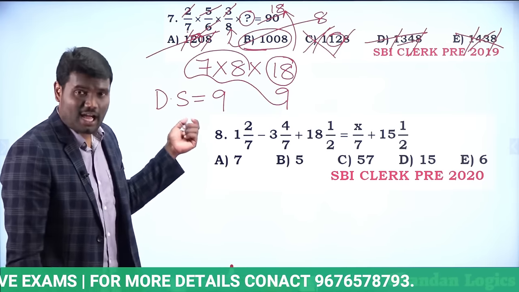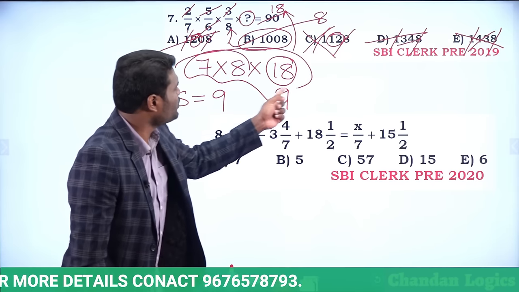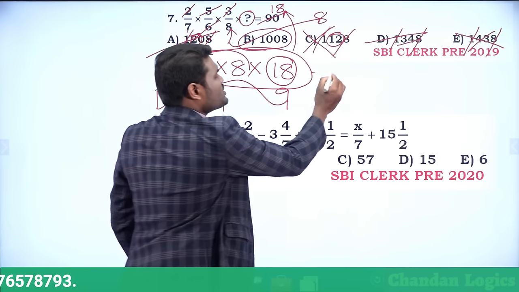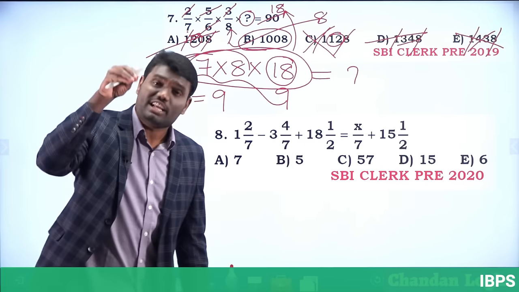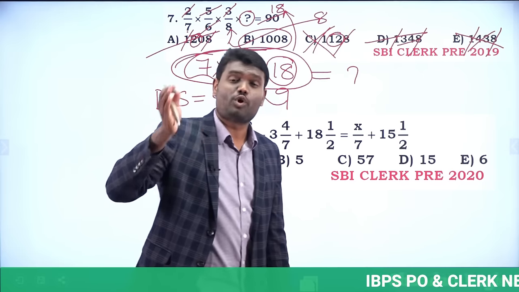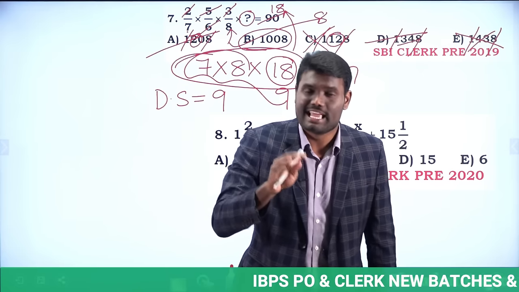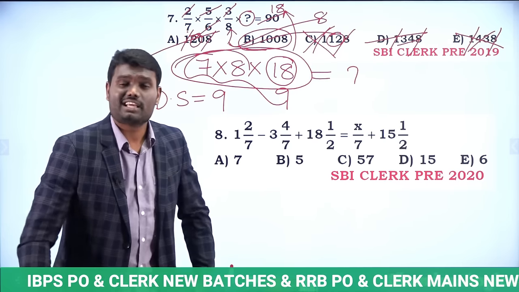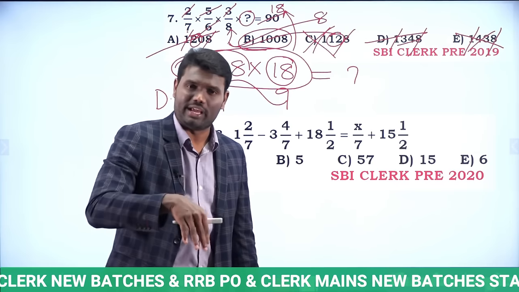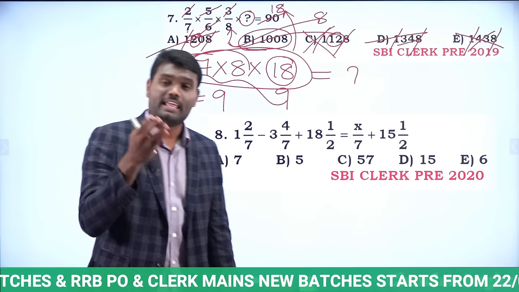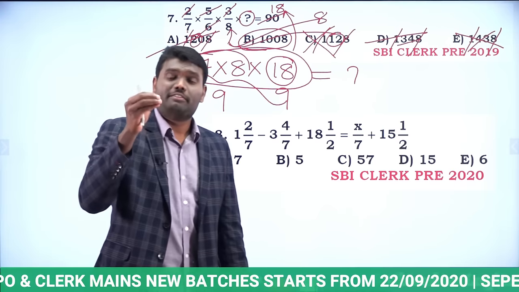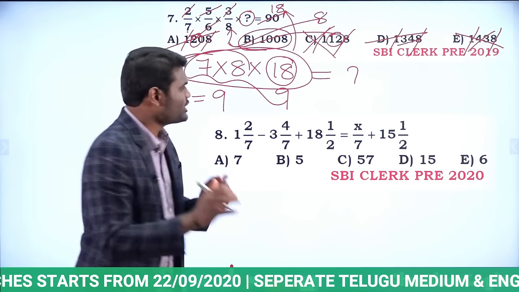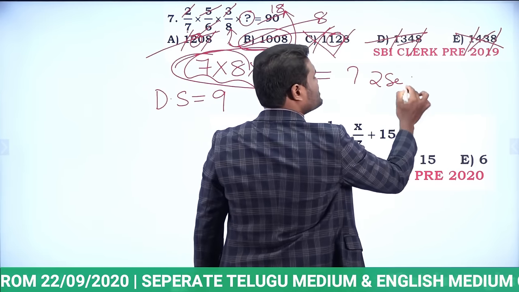So what we can conclude is, even if you do not know how to multiply 7 into 8 into 18, even if you do not know how to multiply the number, it is not an issue. When you have common sense and smart techniques, then obviously without doing the calculation you can mark the right answer. That is the reason, always try to be smart and unique. If you are smart and unique, even without knowing the calculation or the exact answer, you can use your common sense and solve these questions in just 2 seconds.